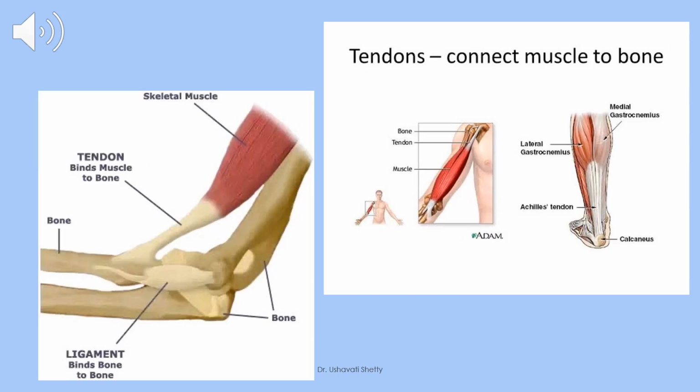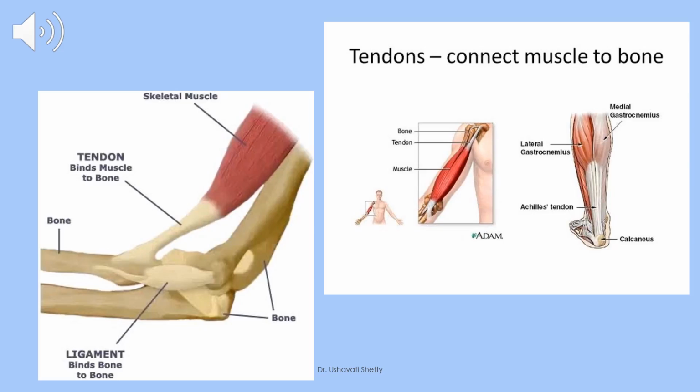Fibrous connective tissue. It is further classified into two categories: ligaments and tendons. Ligaments. These are elongated, cylindrical structures made up of yellow fibers, which are elastic. Function: they bind bones together.